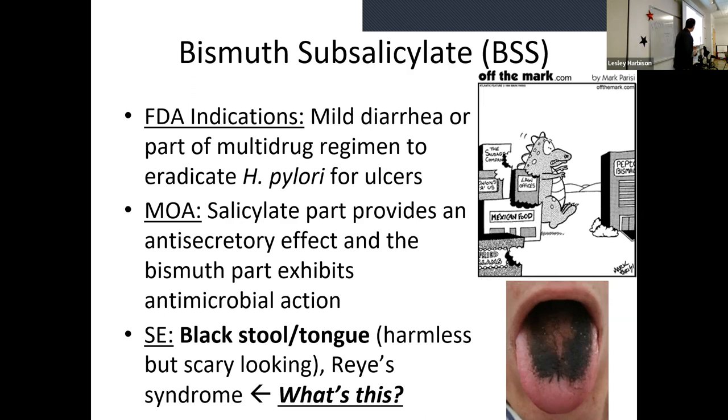Another potential issue you can run into with bismuth is Reye's syndrome. Anybody heard of that or know anything about that? You recognize it? What do you think of when you hear Reye's syndrome? Tylenol. So Tylenol. It's usually with NSAIDs. So bismuth is related to things like aspirin.